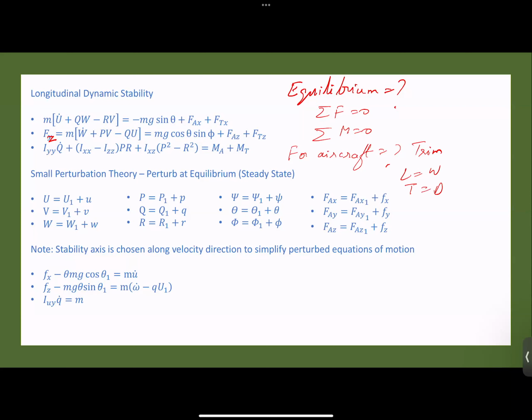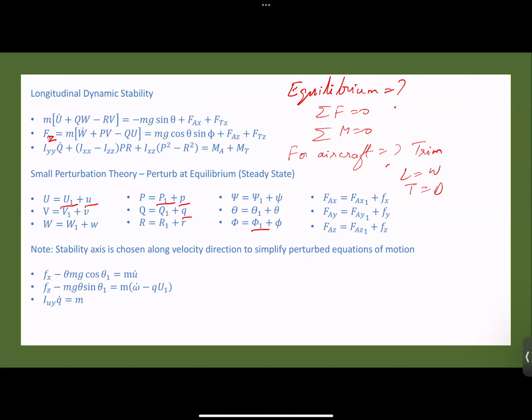Okay. So, in the small perturbation theory, we consider the aircraft to be flying at the steady state, or the equilibrium state, and then perturbed by a small quantity. All quantities with the subscript 1 are the steady state or equilibrium quantities, for example U1, P1, Phi1, all of those. Those are the steady level quantities. The small letters, small u, small p, small q, are the small perturbations.